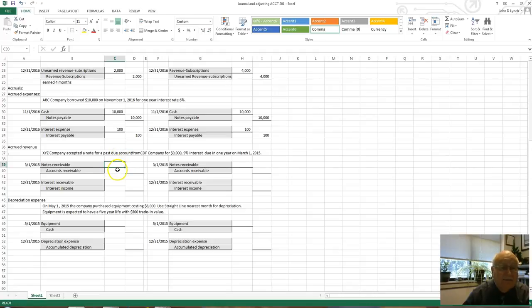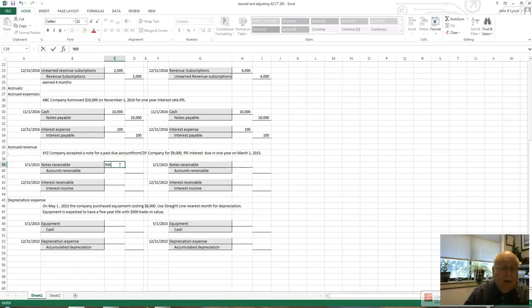All right, on this one, we have accrued revenue. This is just the other way. This is where you have earned it, but you haven't received it yet because it's not due. An example of this would be notes. In this one, the XYZ company accepted a note for a past due account from CDF company for $9,000, charging 9% interest, due in 1 year on March 1st of 2015.